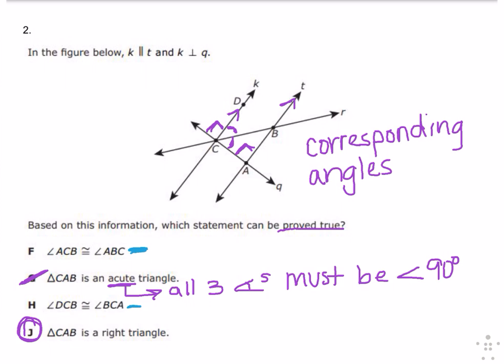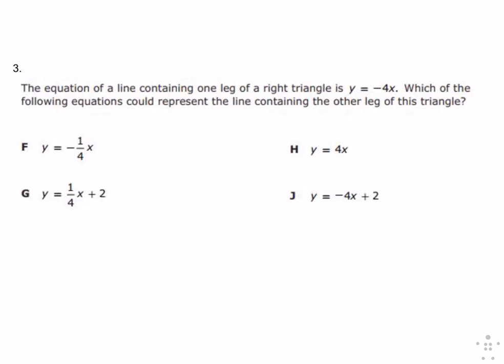Alright, let's look at number 3. Number 3 says the equation of a line containing one leg of a right triangle is y equals -4x. Which of the following equations could represent the line containing the other leg of the triangle? Okay, so let me draw a picture so that you guys can kind of see what we're looking at. So we're looking at a right triangle. Okay, so here's my right triangle.